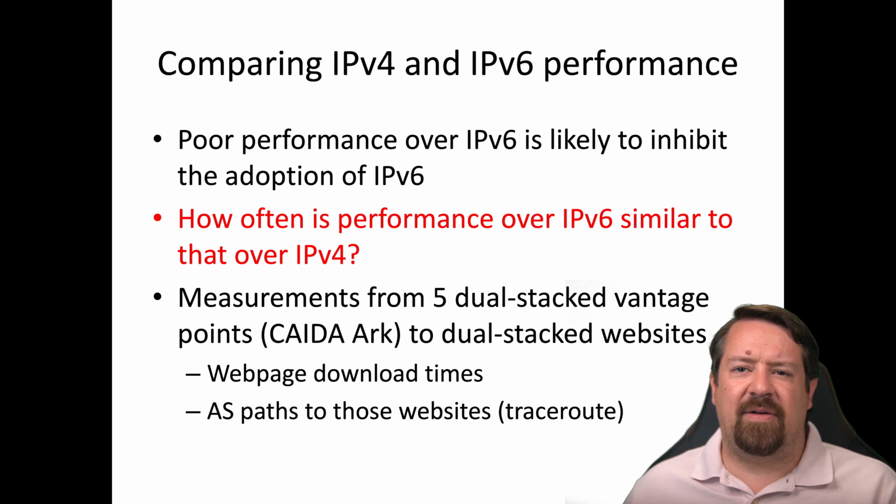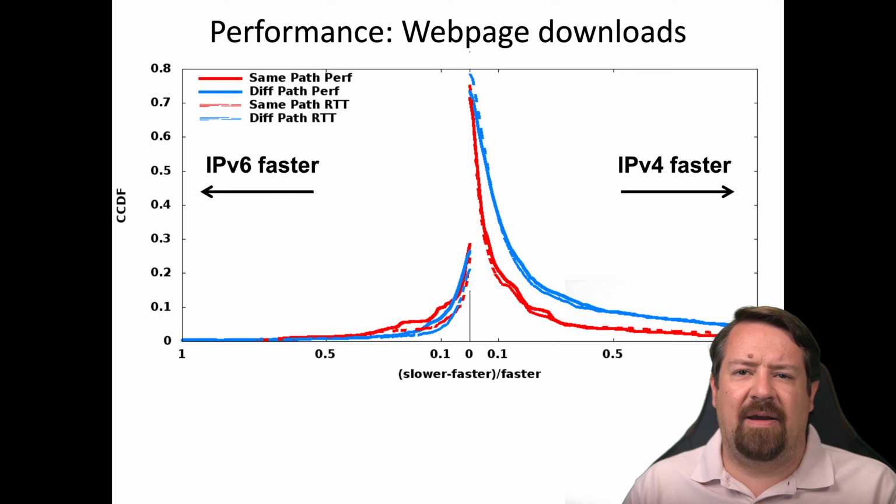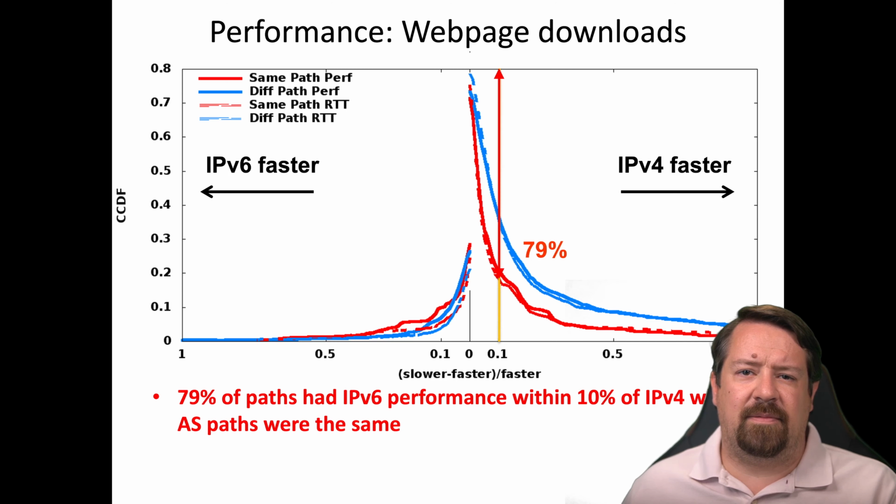So in this case, they're using 5 vantage points to request web pages over v4 and over v6 and comparing the download times. In the background, they're also using trace routes to compare the AS paths to those websites. So here we're plotting a CCDF showing whether v4 was faster or v6 was faster, and also annotating whether the paths are the same or different. We're counting performance within plus or minus 10% as being roughly equivalent performance.